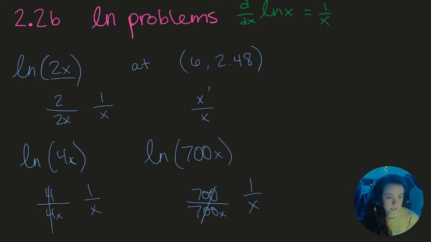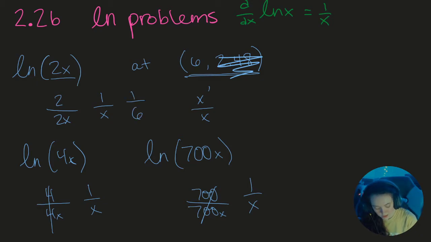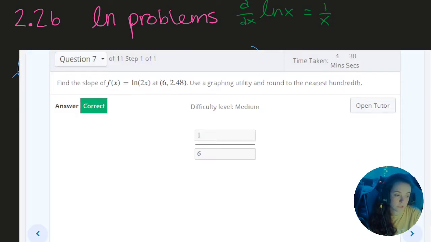And so then in this case, it gave us this point. Obviously, our y value is not necessary there. We just have to plug in our x value. So 1 over 6. And that would have been our answer. 1 over 6. And that was, in fact, the answer.